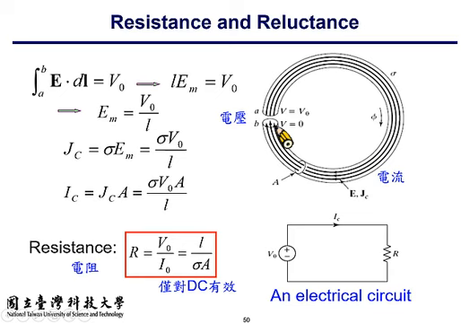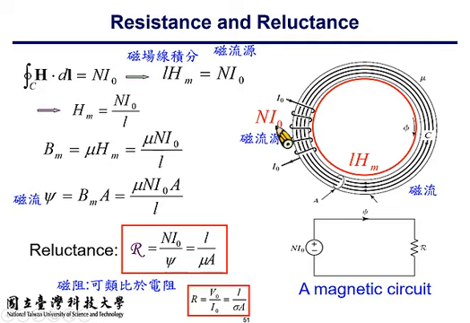This is the representation of the resistance. So let's look at the magnetic circuit. As we know, a magnetic circuit is driven by a magnetic flux source, which is the current source times the number of turns.